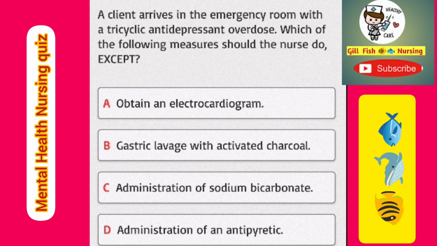They are asking for the exception, the one the nurse should not do. ECG, gastric lavage, and sodium bicarbonate are all measures for the overdose. Okay, so the correct answer is, except, administration of antibiotic. Because the other things are for antidepressant overdose. So the correct answer is antibiotic.